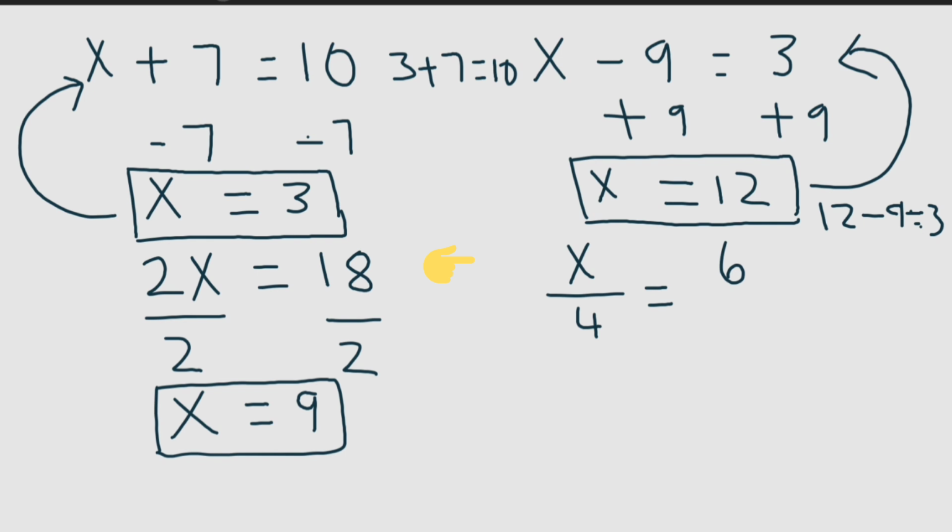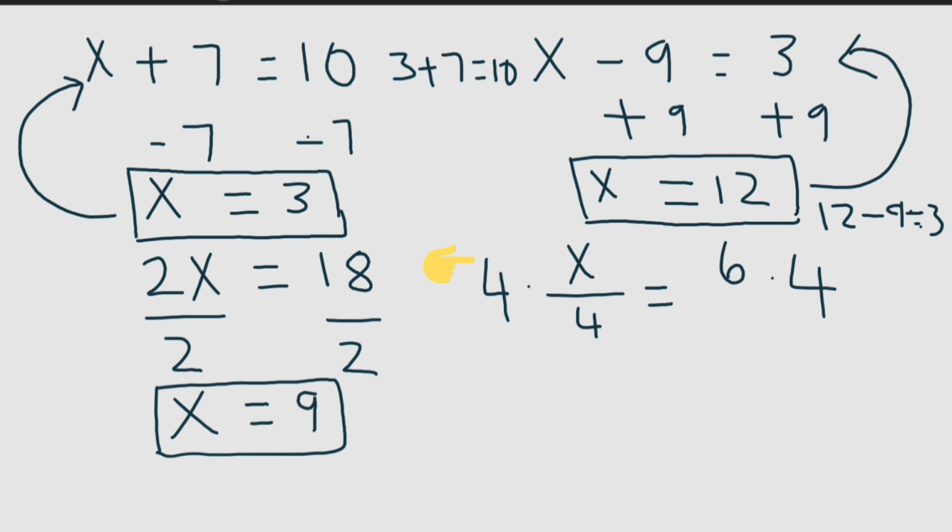So the first step is to identify the operation. What operation is being performed here? We're seeing that x is divided by 4. The second step is to perform the inverse operation on both sides of the equation in order to isolate the variable. Now, the opposite of dividing by 4 is multiplying by 4. So we're going to multiply both sides of the equation by 4. Remember, whatever we do to one side, we do the same thing to the other side.